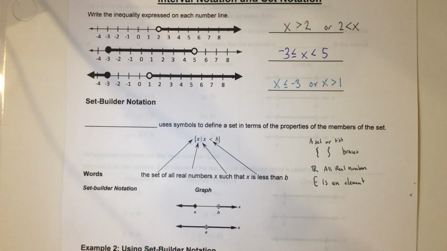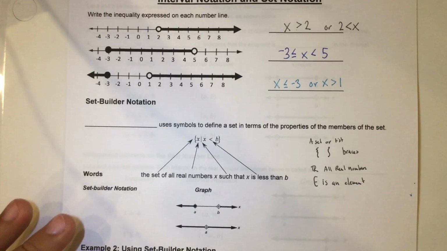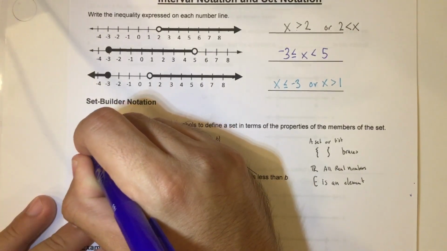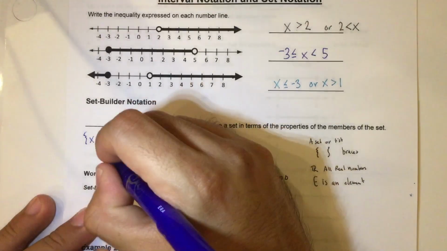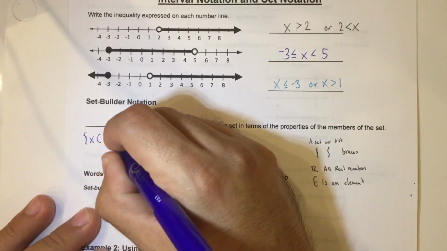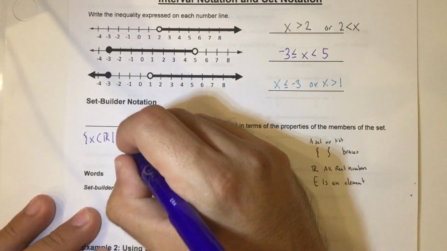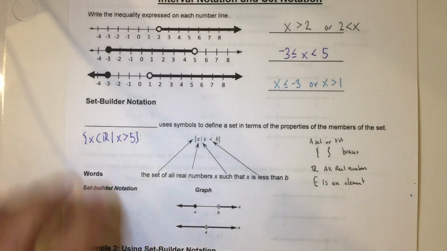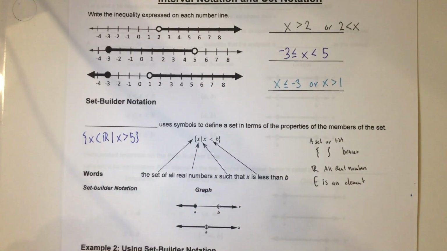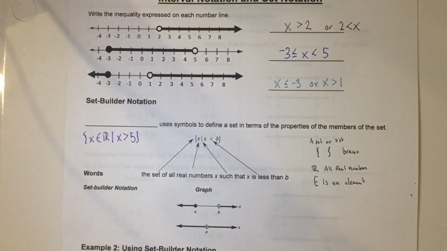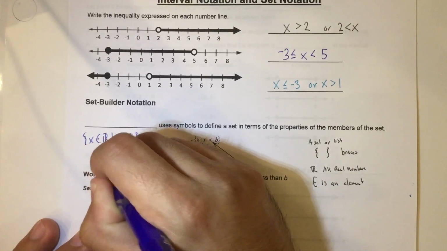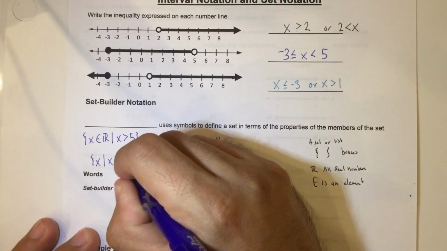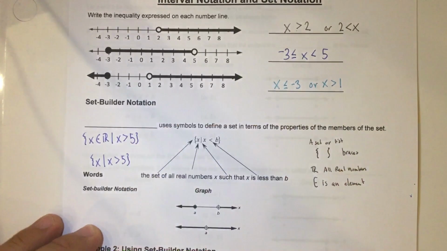Alright, so set builder notation. Let me give you one more example and then we'll start talking about this. We could have something like this, where it says x is an element of all real numbers such that x is greater than 5. So that's one way to write set builder notation. We usually shrink it down a little bit. We don't use x is an element of all real numbers. We just say braces x such that x is greater than 5. And both are going to be acceptable.